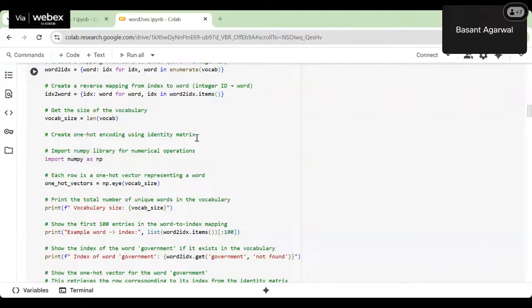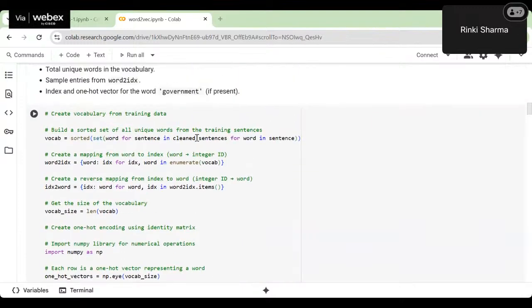Okay, sir. I will repeat this part again. As we have pre-processed our data, we will build the vocabulary and generate a one hot encoded vector for each word in our vocabulary. So here we start with the pre-processed data.